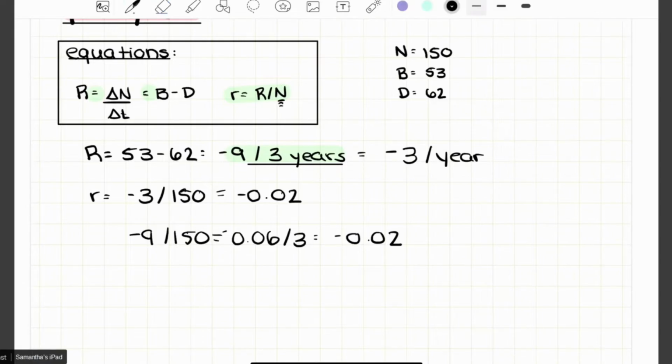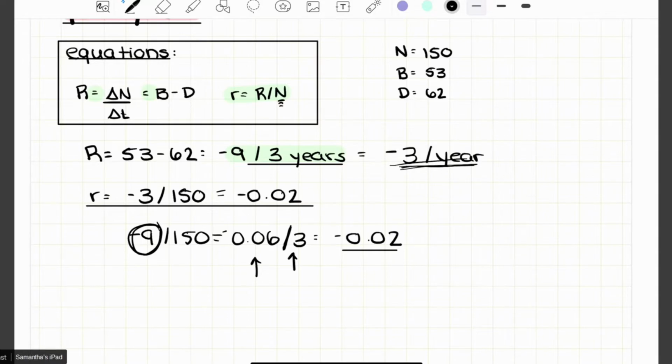Because what we're seeing when we're looking at this is the change per year. So then we don't have to convert anything here. This is saying that there's a change every 3 years of -9. And now this is saying that there's a per capita growth rate of -0.06 every 3 years. Per 3 years. That's what we can always call this dividing sign as. And then we still get the same answer in the end. So do what works best for you. But either way, you should have gotten -0.02.